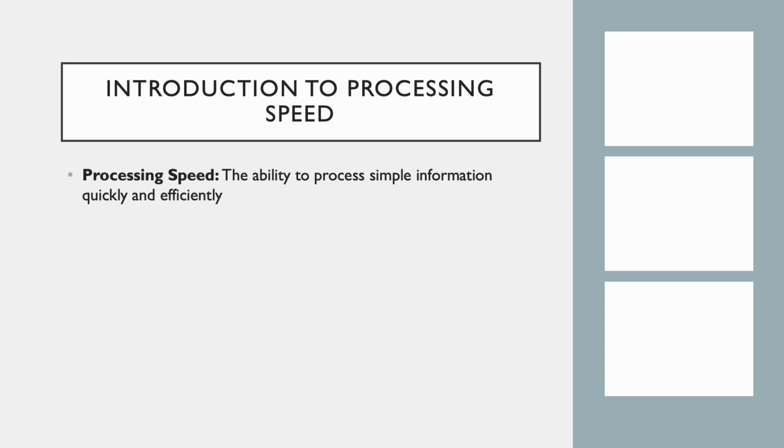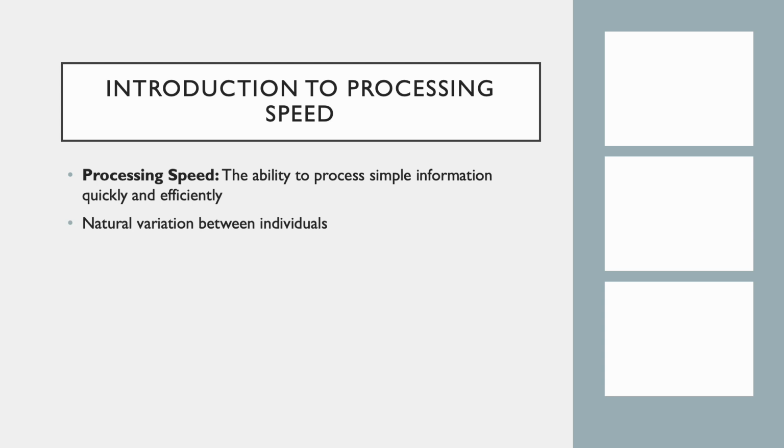Broadly, processing speed is the ability to process simple information quickly and efficiently. Processing speed underlies many other cognitive domains, so it's an important area of cognition to make sure we're considering in the context of neuropsychological assessments.